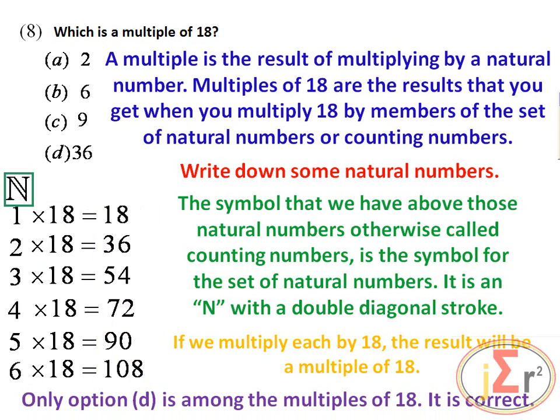Only option D is among the multiples of 18. It is therefore correct. So of all of the numbers that we have there, only 36 is present in the multiples of 18. So 36 is our correct answer.